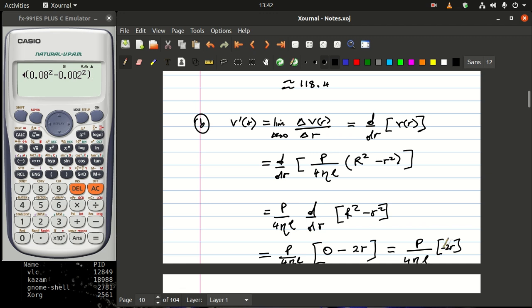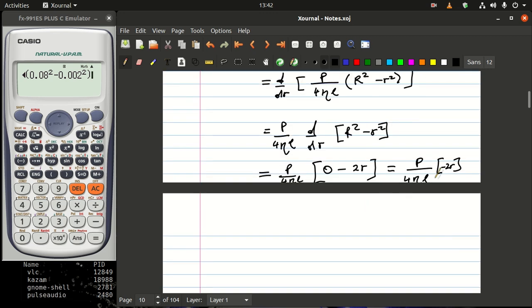And if you look into this 2 and this 4, there's something that can be done to say now v prime of r is just the same as this. I'm going to cancel this 2 and this 4, and I'll be left with a 2. So I'll end up having p divided by 2 eta L, and then I have a minus 1 here, so I'm just going to place a minus there.